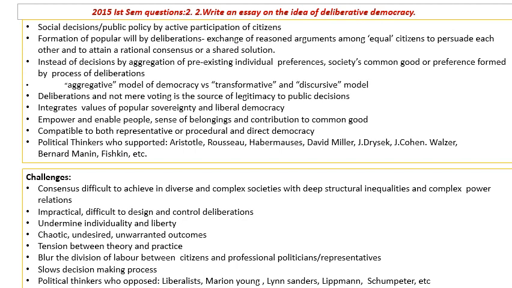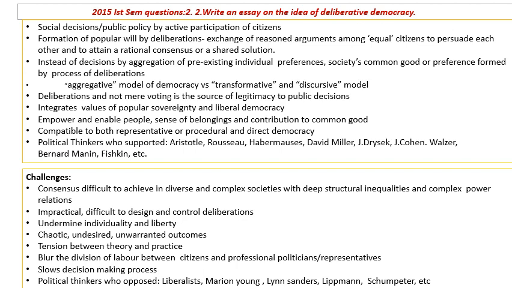Of course, you can read all that I have written here because it will take a lot of time to go through. Political thinkers are Aristotle, Rousseau, who gave popular sovereignty, Habermas, David Miller, Dryzek, Cohen, Rawls, Barber, Manin, Fishkin. You can read about what they said and you can sprinkle those ideas to make it more elaborate.